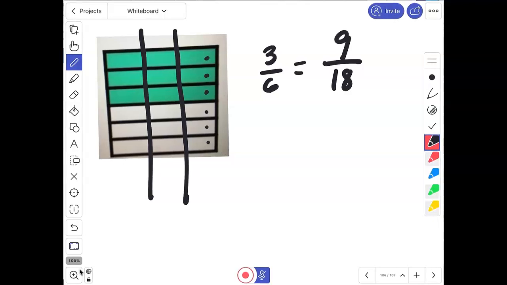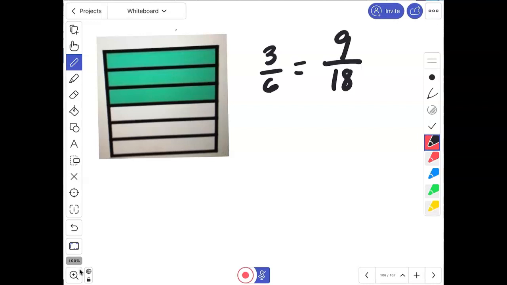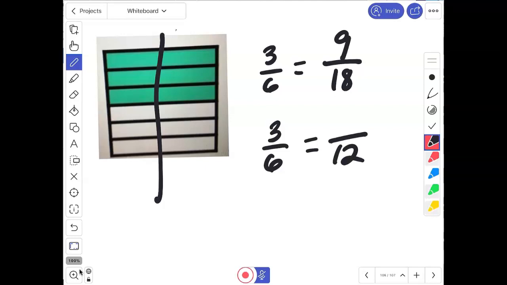I could shade it, or cut it, a different way. What if I just cut it like this? That was a bad cut, but let's pretend it's not, just for sake of time. It was 3/6. Didn't change the shape, didn't change the amount that's shaded, but now I've got 12 pieces. And 6 of them are shaded. Those are equivalent. It's the same amount, it just looks different now.